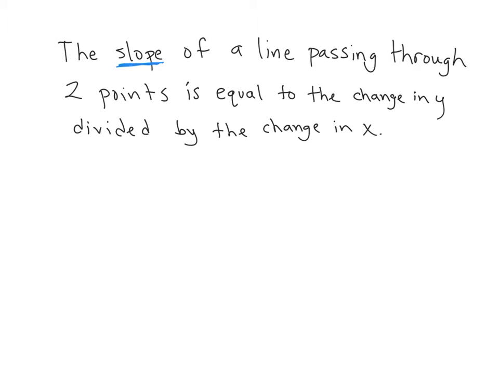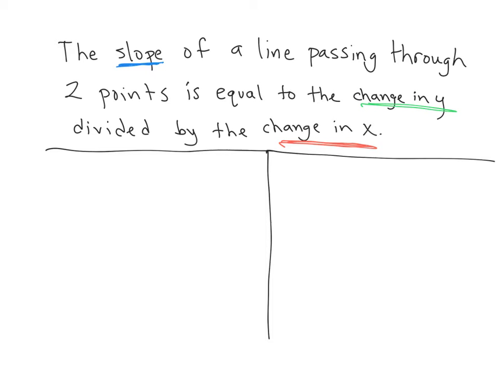What that's equal to is the change in y divided by the change in x. So it's a ratio of the change in y divided by the change in x. Now, what you've probably seen before is there's two ways of doing this. The first way, I'm going to call it the formula way. So we're going to start with the formula way, and then we're going to do the graph way of doing it.